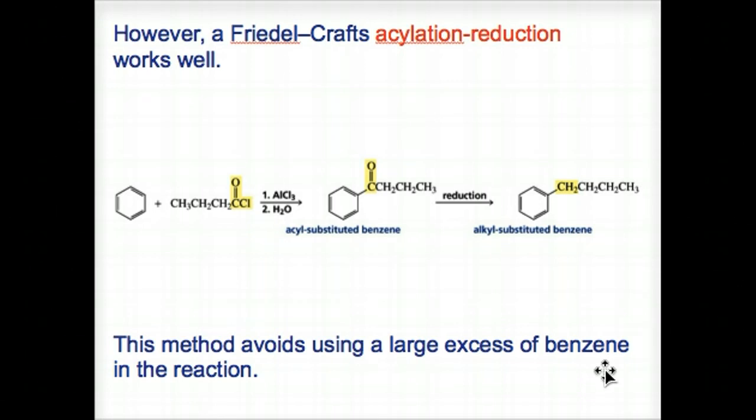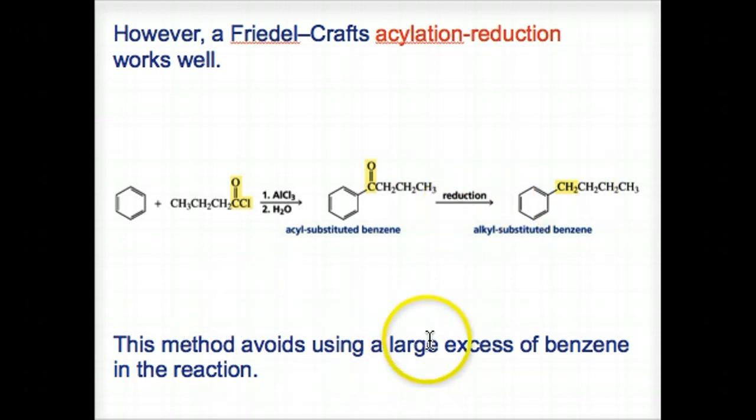However, a Friedel-Crafts acylation reduction reaction works quite well. And here you can see benzene in the presence of this particular compound. And you'll notice when it loses the chlorine atom, the remaining portion of this compound does not rearrange. And it readily bonds to the benzene ring, as you can see here. And the two carbon-oxygen bonds in the carbonyl group are replaced with two carbon-hydrogen bonds through reduction.